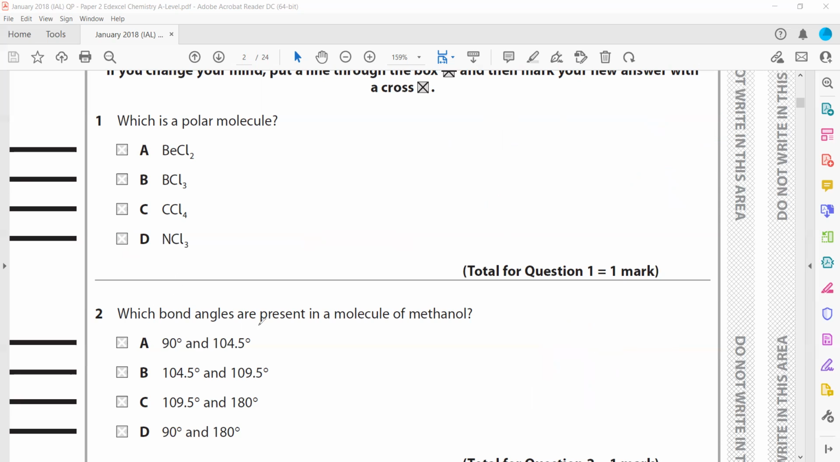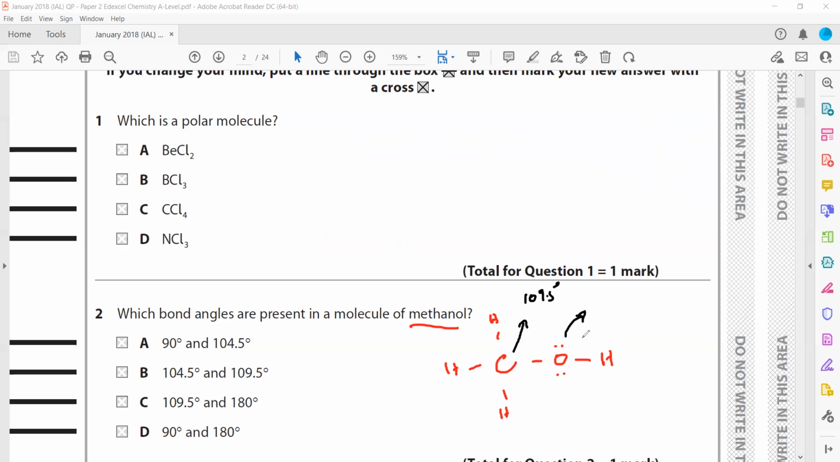The second one, which bond angle is present in a molecule of methanol? So how to identify? You have to draw the structure and draw the bond pairs and lone pairs. In methanol, there is 1 carbon, 3 hydrogen, then oxygen with 2 lone pairs. When we check the bond angle, for carbon there are 4 bond pairs and no lone pair, so it will be tetrahedral with a bond angle of 109.5. For oxygen, there are 2 bond pairs and 2 lone pairs.